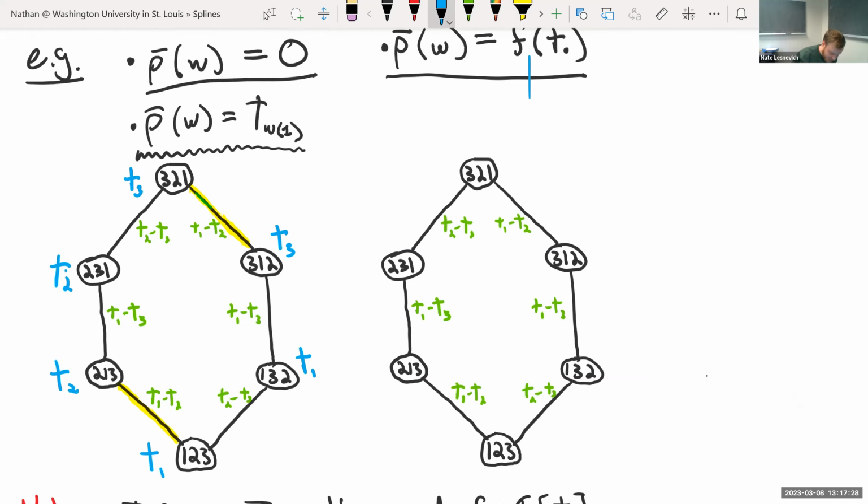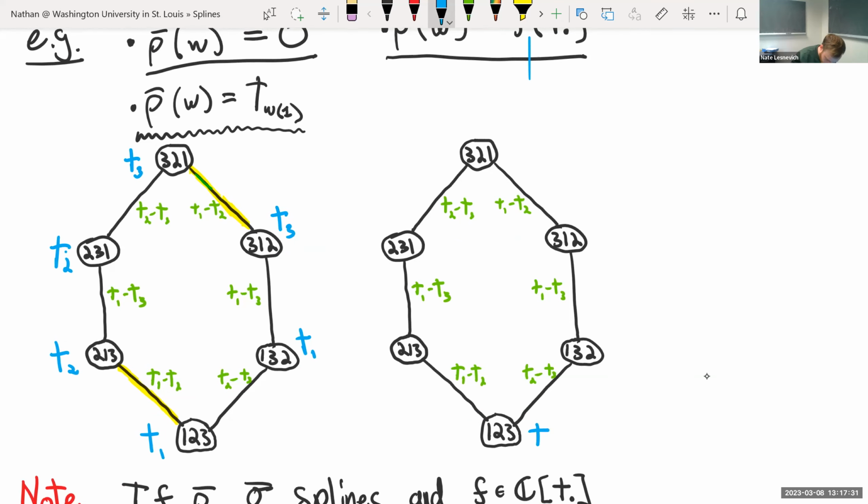A running example that I will end up using quite a lot, and also to demonstrate that they don't have to be supported everywhere or nowhere. We can have zeros all over the place. If we place T1 minus T2 at the identity and T1 minus T3 at the transposition (2 3), that also gives us a perfectly good spline. And to quick check, if you subtract them, you get, depending on which one you do first, T2 minus T3 or T3 minus T2.